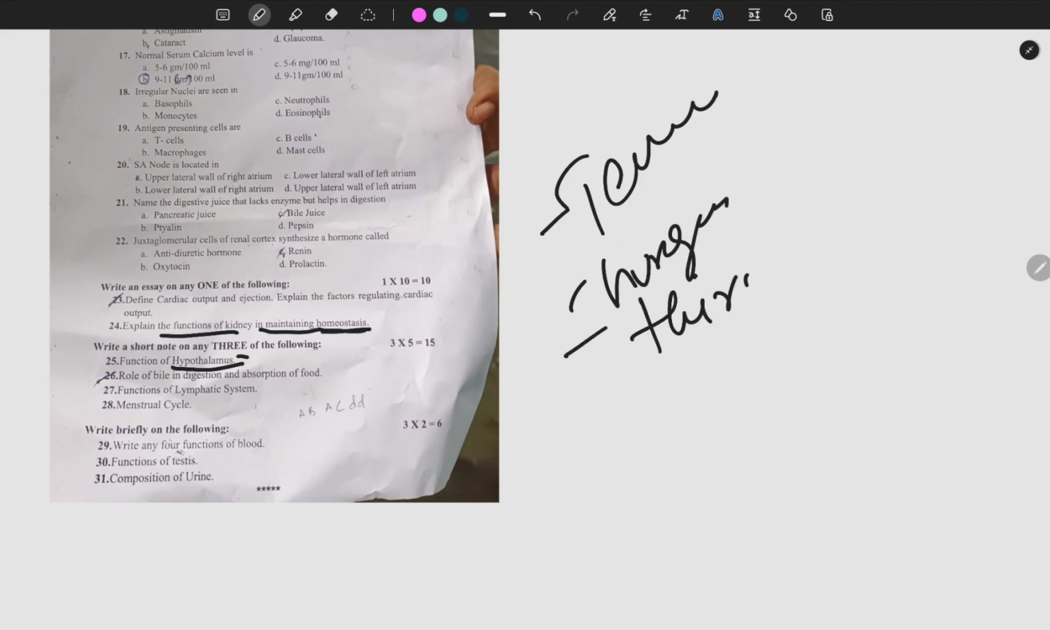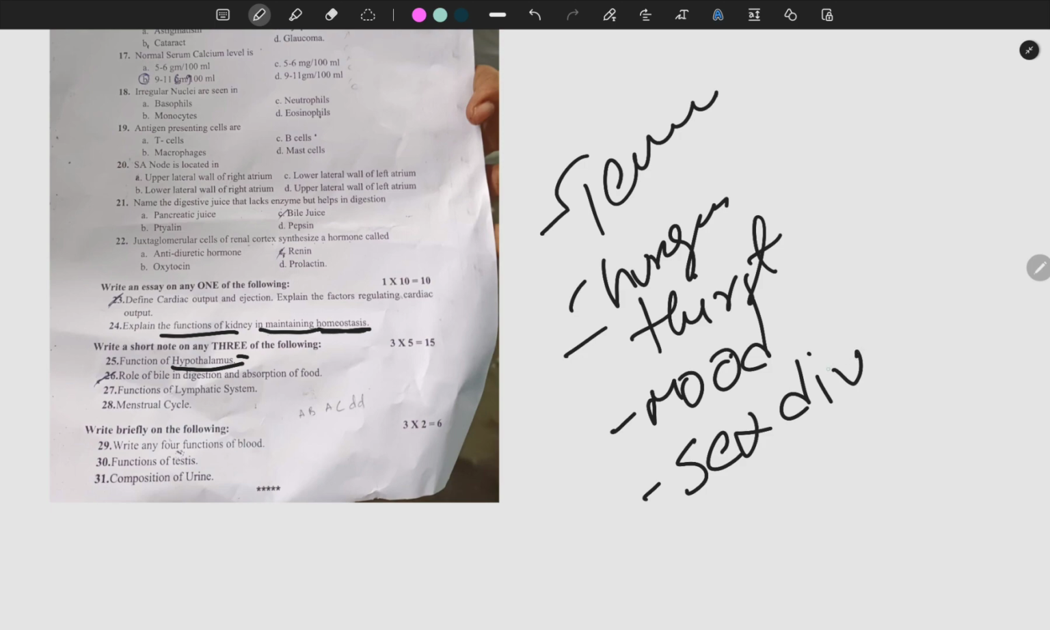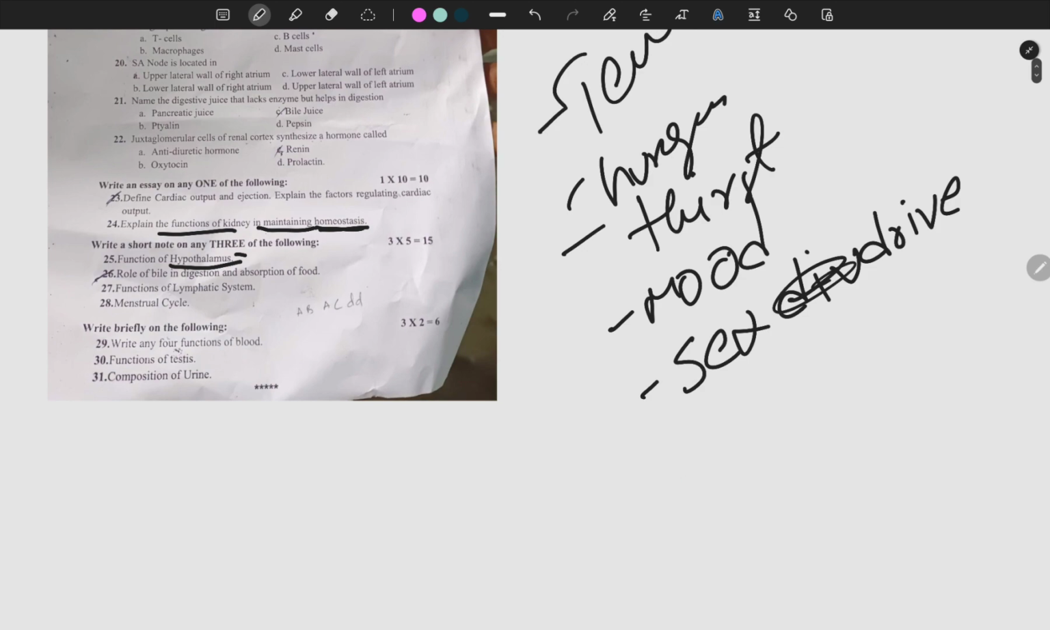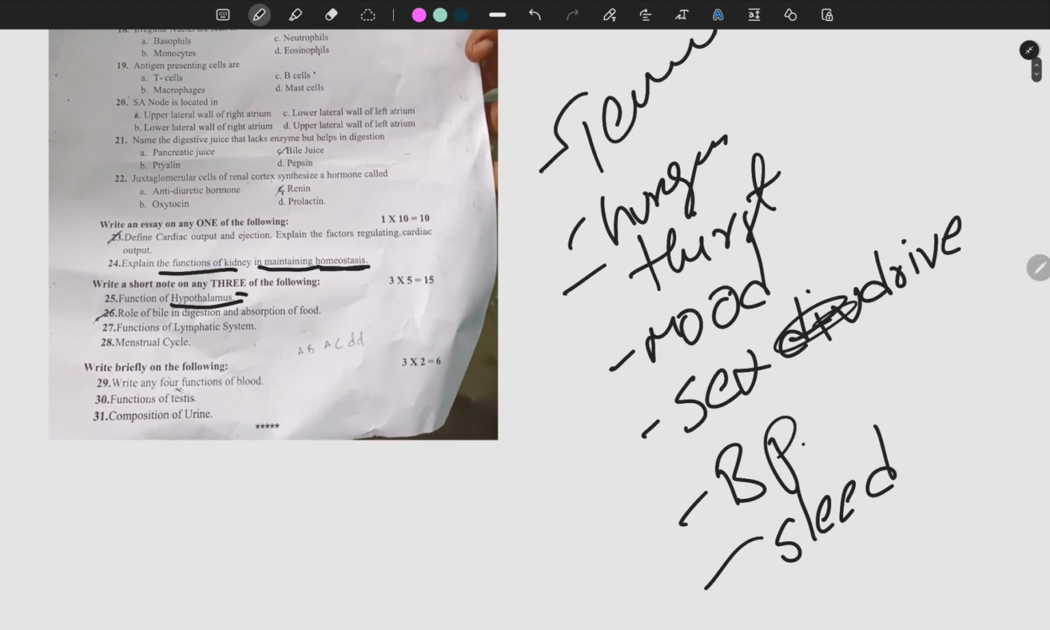And the next question is the function of the hypothalamus. The hypothalamus function is temperature regulation, body temperature and hunger, thirst, mood, and sex drive, and maintaining blood pressure and sleep. So these are the functions of the hypothalamus.